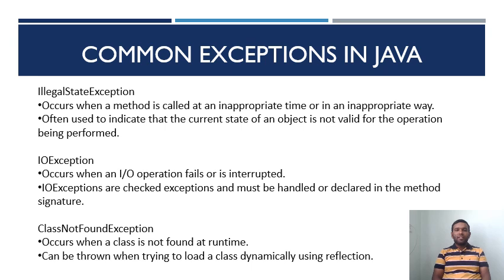The first is illegal state exception. This occurs when a method is called at an inappropriate time or in an inappropriate way, often used to indicate that the current state of an object is not valid for the operation being performed. This is called illegal state exception.